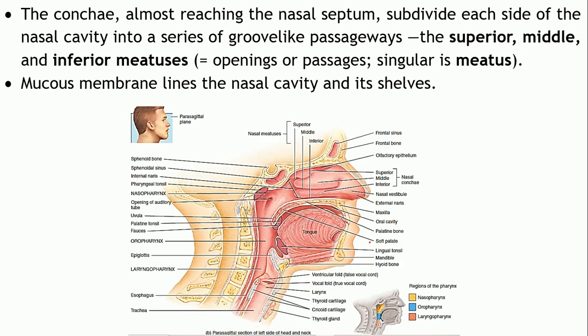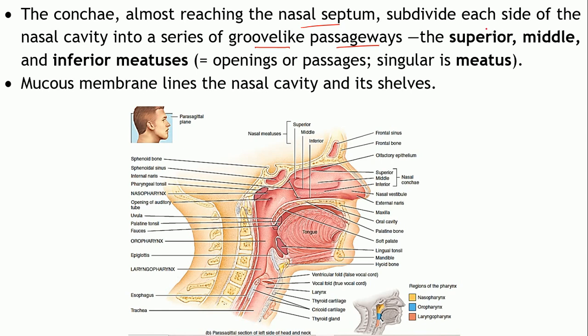So, these conchae almost reach the nasal septum, right, we have seen. So, it will subdivide each side of your nasal cavity. The nasal septum divides the nasal cavity into two parts, right. Again, these conchae subdivide each side of the nasal cavity into a series of groove-like passageways.